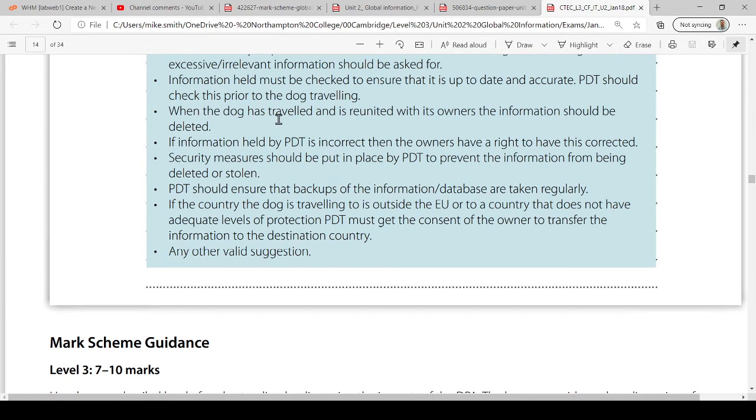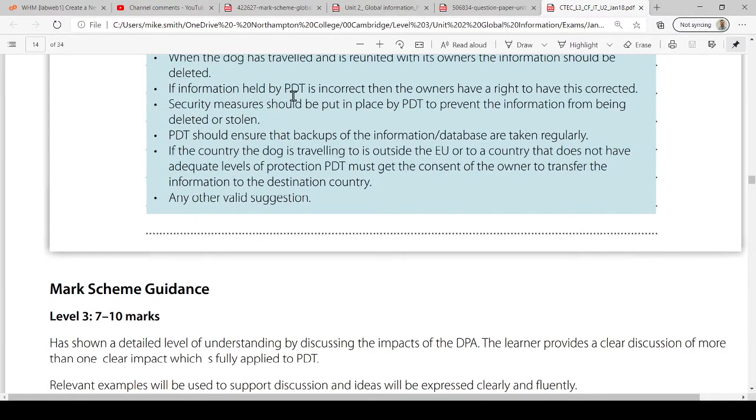When the dog has travelled and is back with its owners, information that's no longer required should be purged from the system. If information is held, but it's wrong, or it's incomplete, or it hasn't been updated, then the owners of those dogs have a legal right to ask that it is updated or even removed from the system.